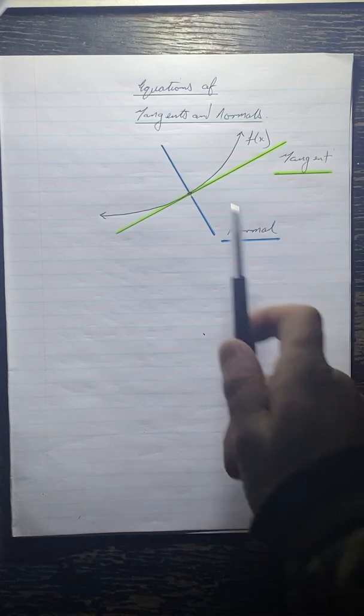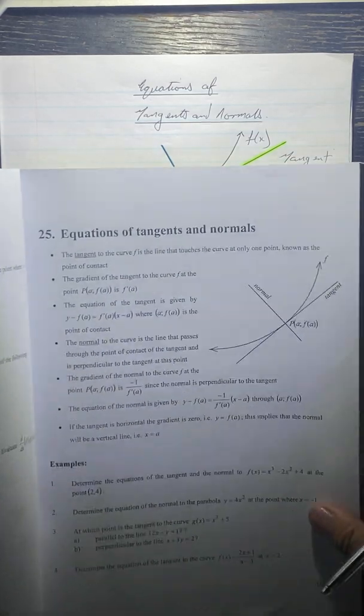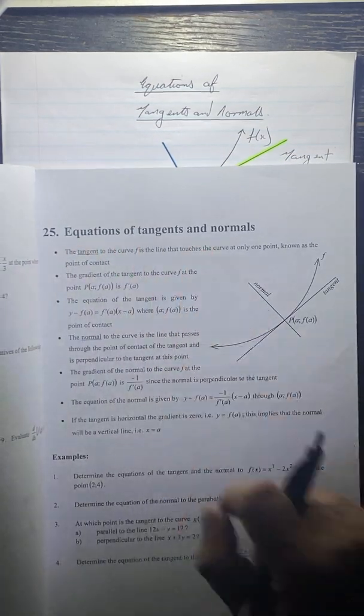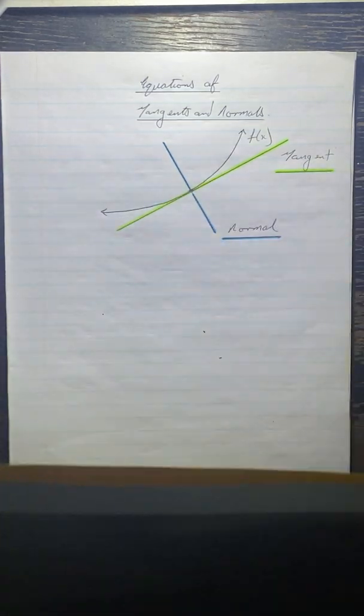How's it, grade 11s? We're going on to equations of tangents and normals. I'm working from chapter 25 in your book, equations of tangents and normals, and then I will do these examples at the bottom here.